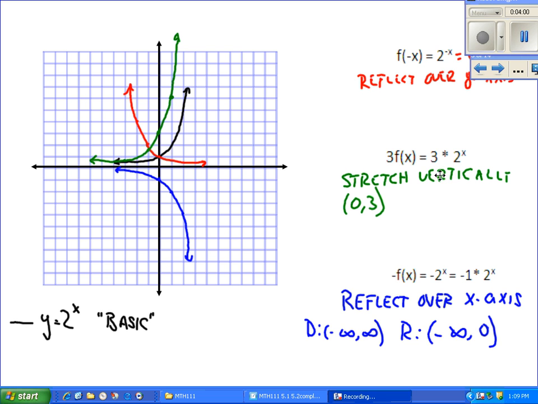And then 3 times 2 to the x, 3 times f of x, will stretch the graph vertically by 3. And so my nice point at (0, 1) is now at (0, 3). My nice point at (1, 2) is now at (1, 6). Each of the y values is being tripled, and I still have the same horizontal asymptote here.